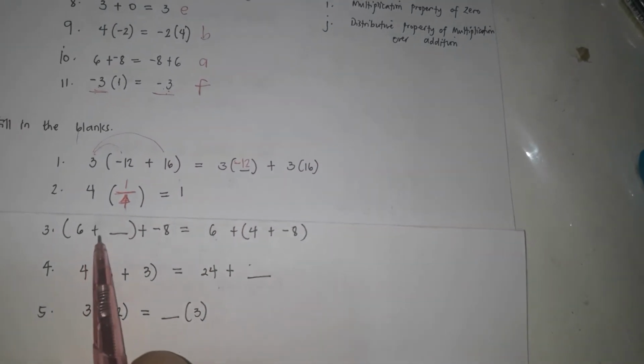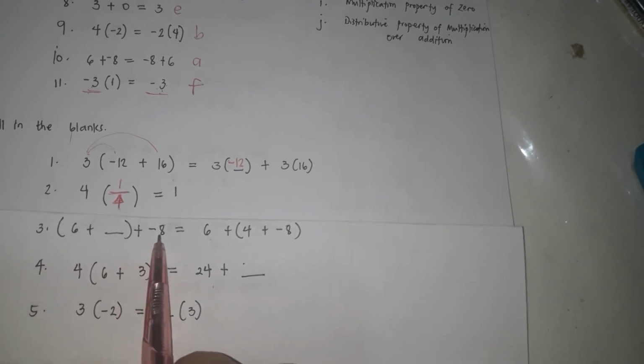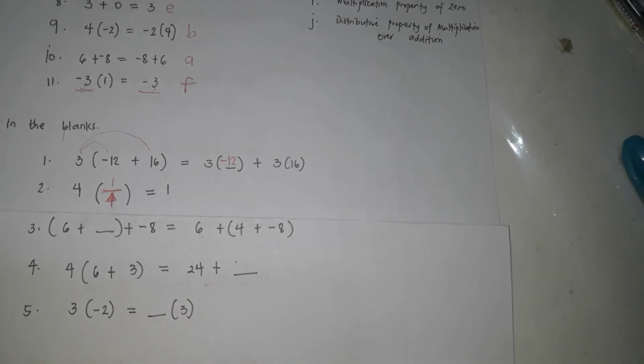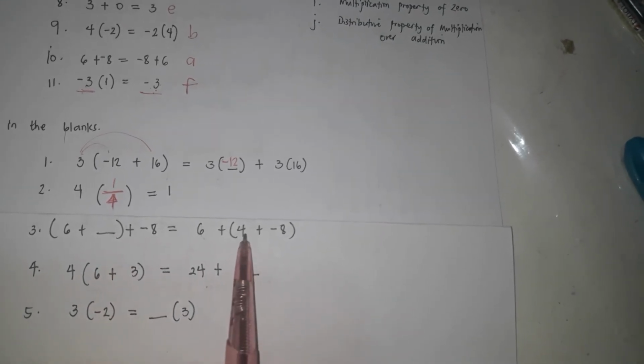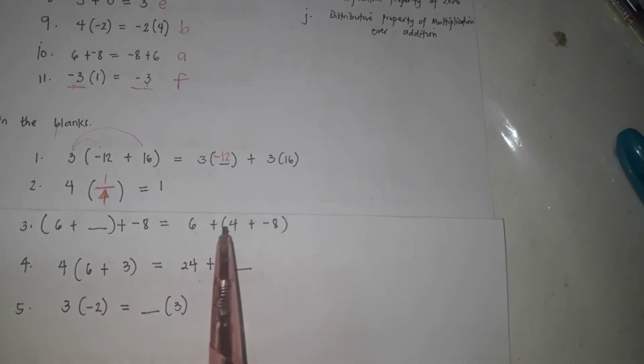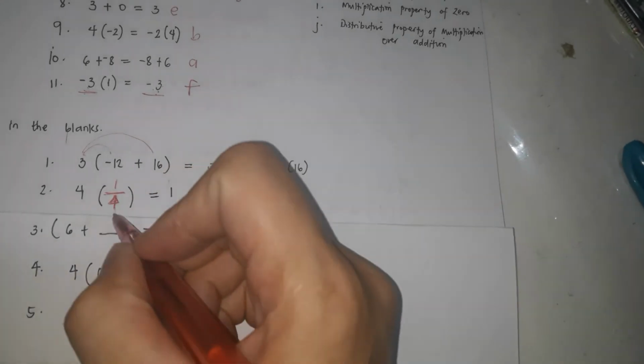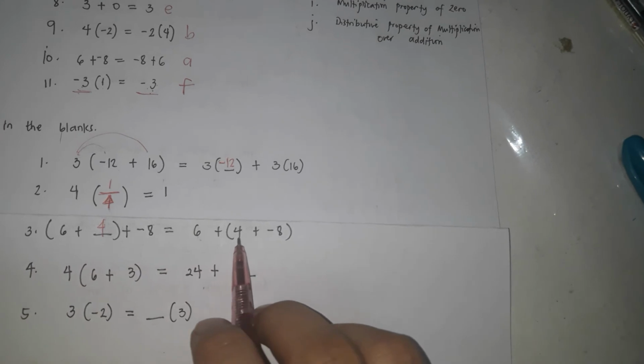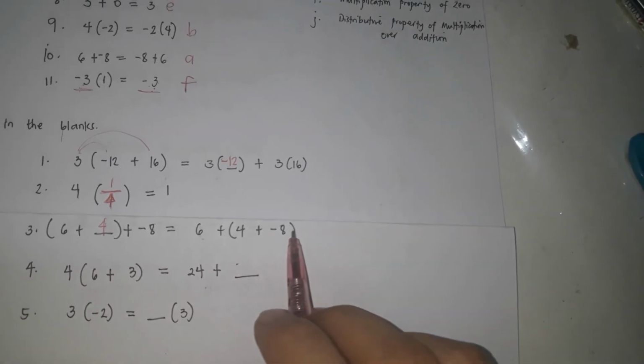Next, 6 plus blank plus negative 8 is the same lang sa 6 plus 4 plus negative 8. So, anong number ang wala dito na nandito sa kabila? It's 4. So, the answer here is 4. So, unahin mo 6 plus 4. The same lang yan kapag unahin mo ang 4 plus negative 8.